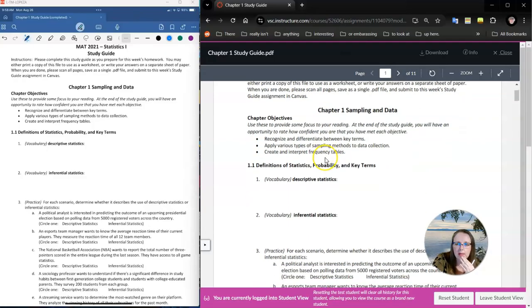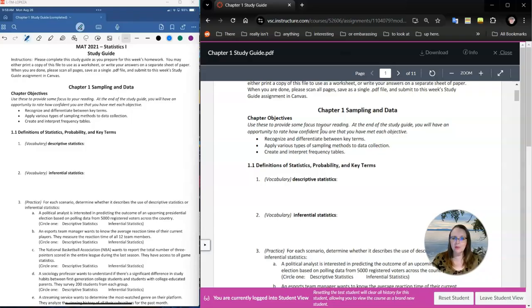And then we get into our chapter objectives. So take a peek at these. It might not make sense to you before you actually start reading the chapter, but you'll recognize these things as they get covered in the chapter so that you know you're doing the things that you're supposed to do.